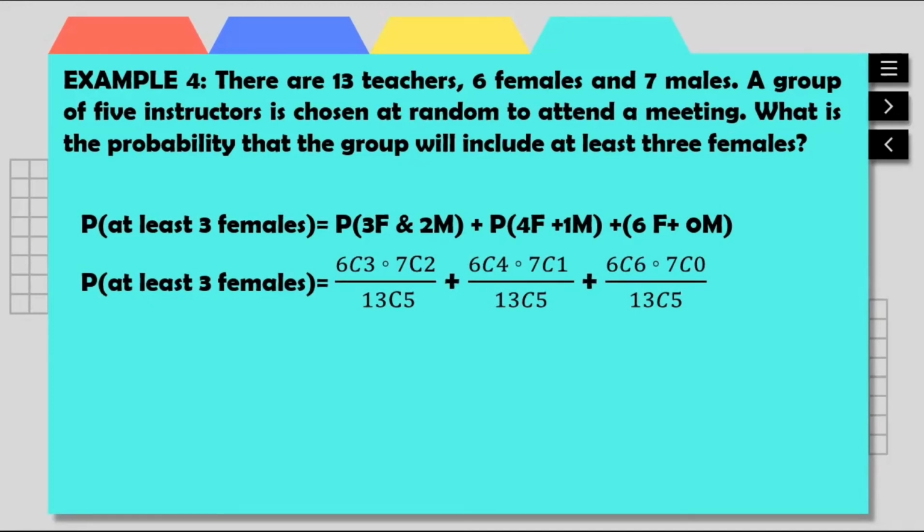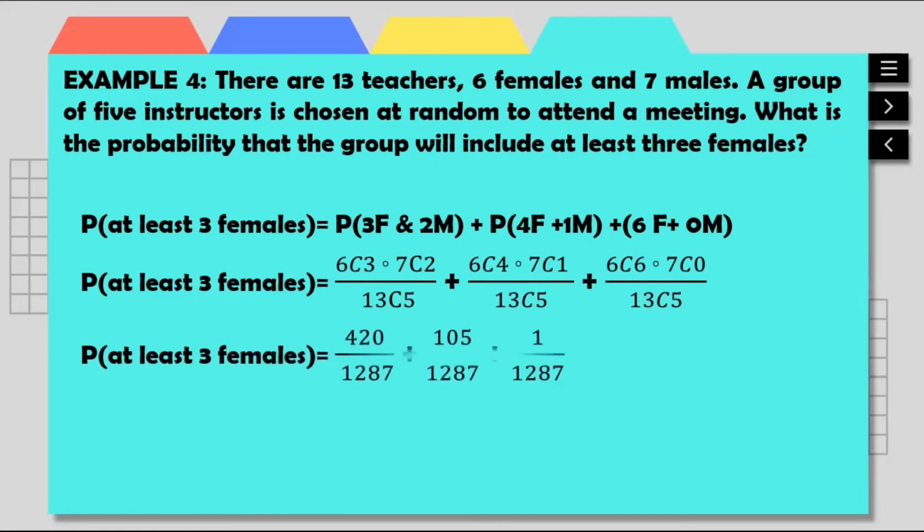The probability of at least 3 females is equal to 420 over 1287, plus 105 over 1287, plus 1 over 1287. You add all of these with the same denominator. The probability of at least 3 females is equal to 526 over 1287.